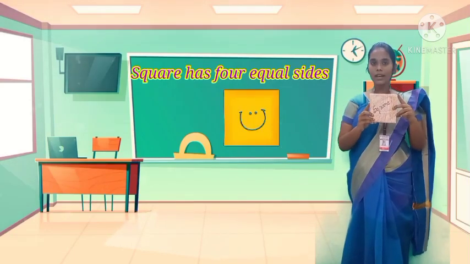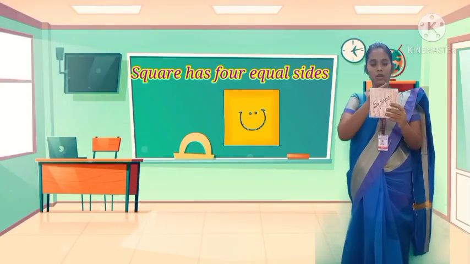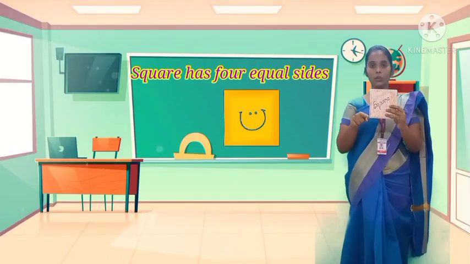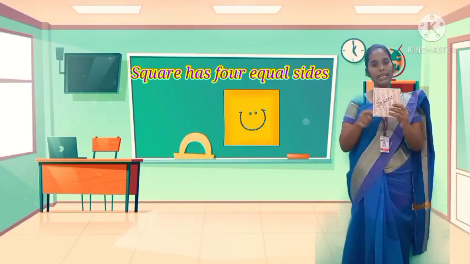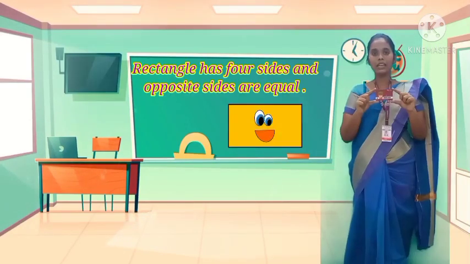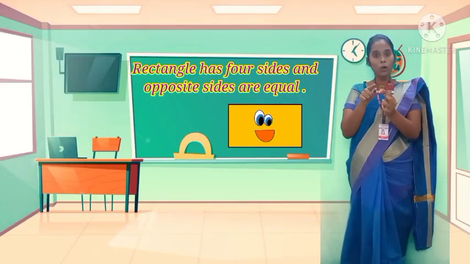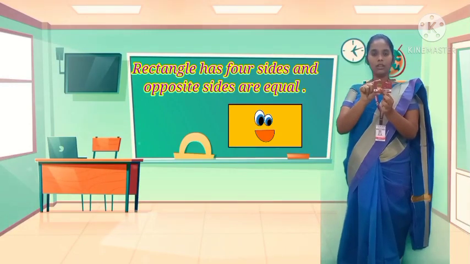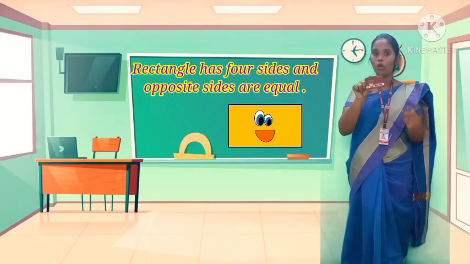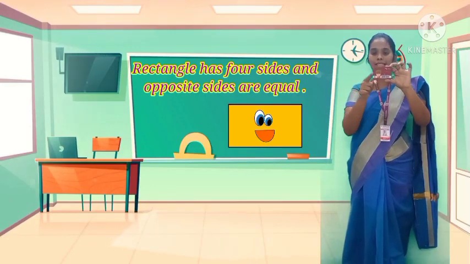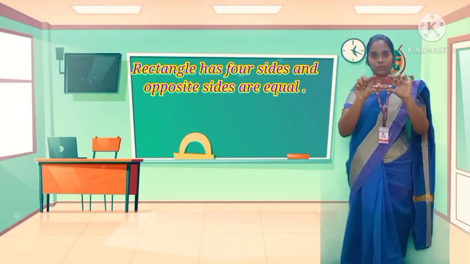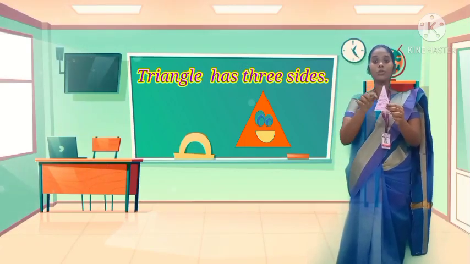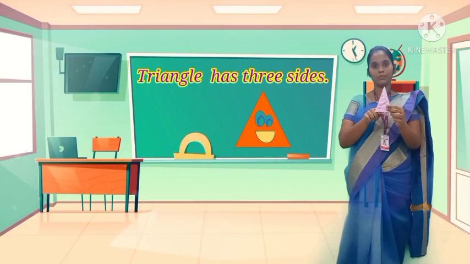First, square. Square has 4 equal sides. All the 4 sides are equal. Second, rectangle. Rectangle also has 4 sides, but opposite sides are equal. Now, triangle. Triangle has 3 sides. There are 3 sides in a triangle.